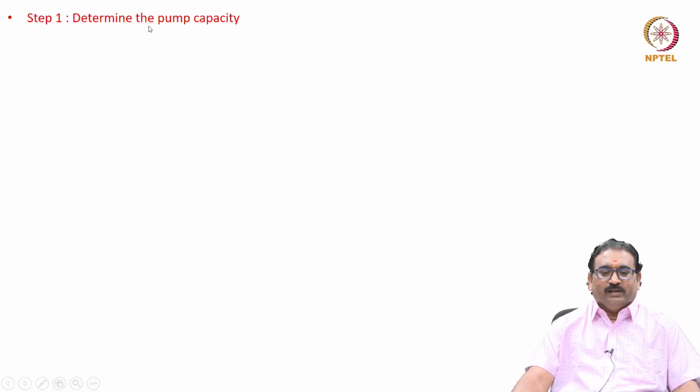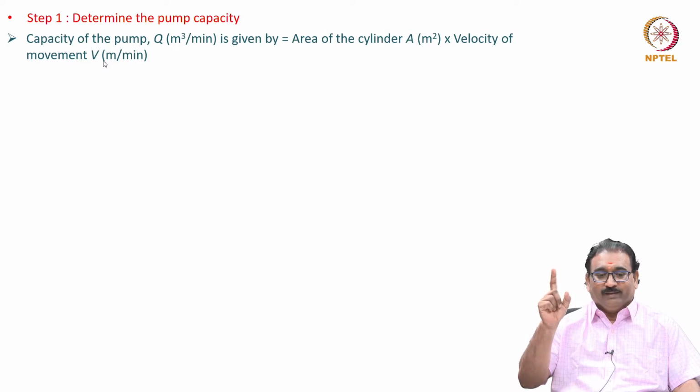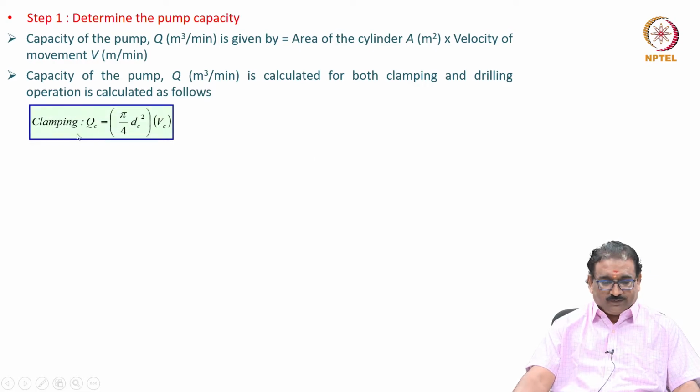Step 1 is to determine the pump capacity. Capacity of the pump, which we call Q, in meter cube per minute, is given by the area of the cylinder into velocity of movement, Q equal to A into V. Capacity of the pump Q is calculated for both clamping as well as drilling operation as follows.